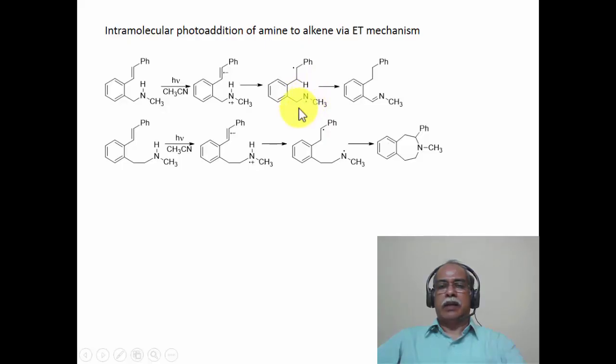In other words, one hydrogen can be transferred from here to this position here, resulting in the formation of a saturated system. In other words, you have hydrogenated the double bond in the process, producing an amine as the final product in this particular case.